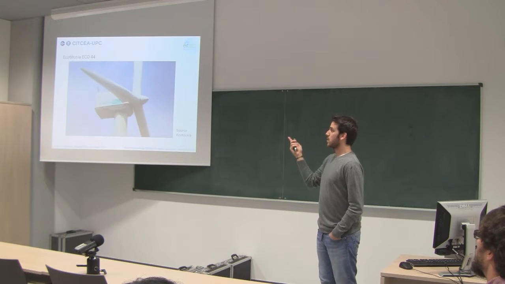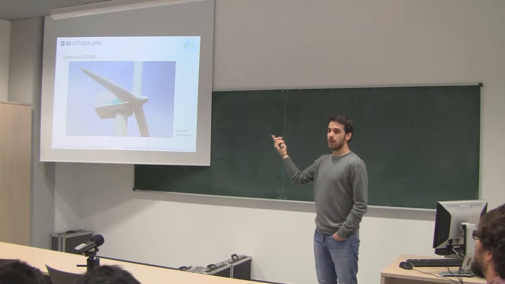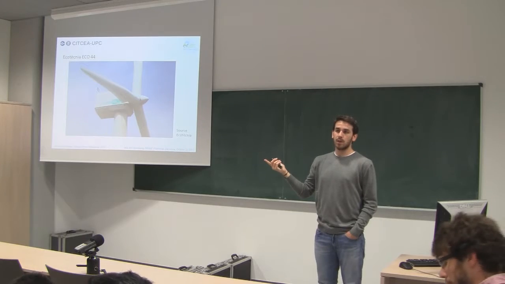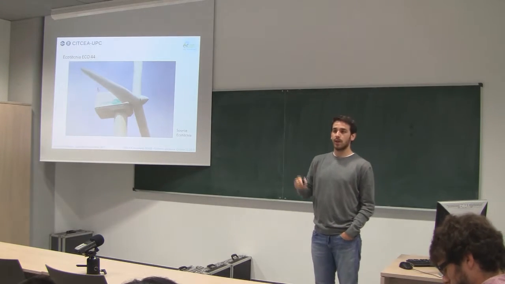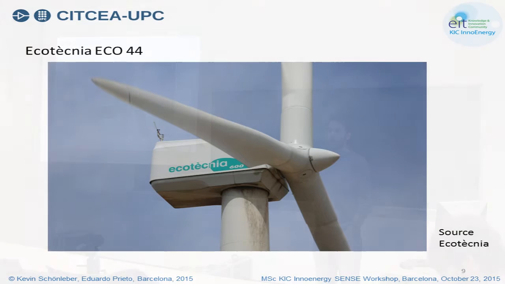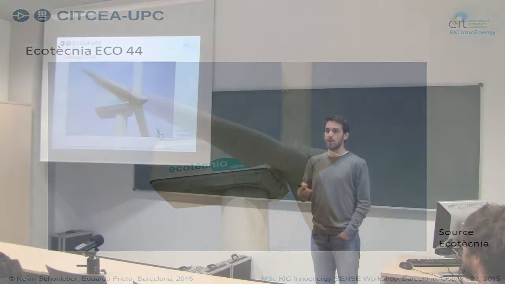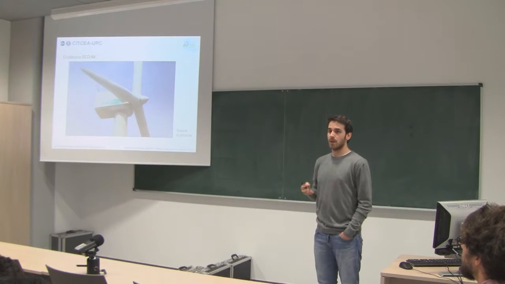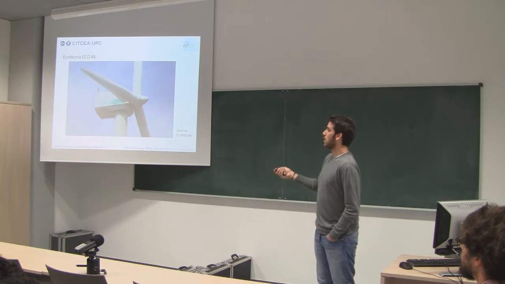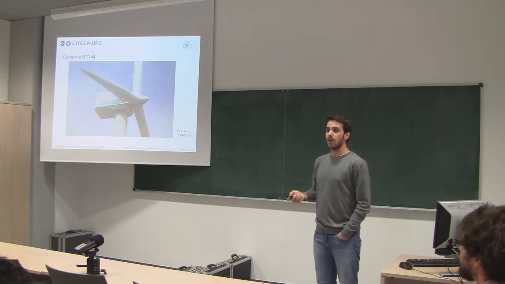So then this is an Ecotecnia. This is the one Alstom bought. I think they started in the 70s or in the 80s, something like that. This is a Spanish company here in Barcelona, and a few years ago Alstom bought this company, and now it is Alstom Wind. So this is an example of the thing.